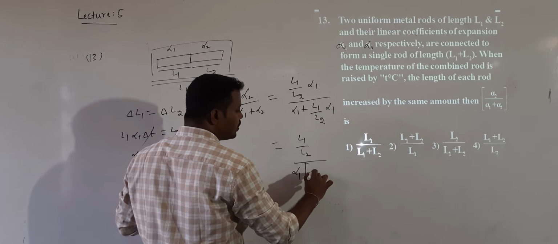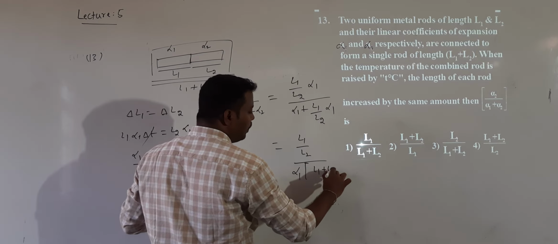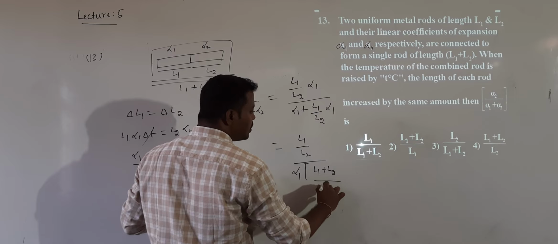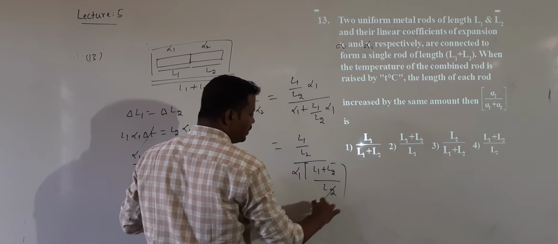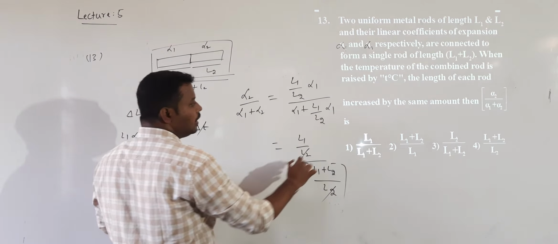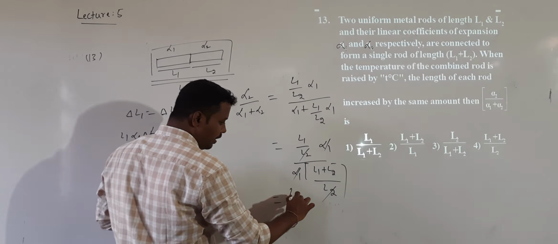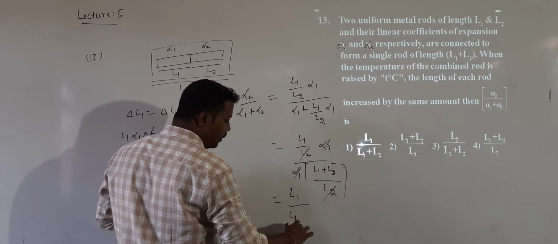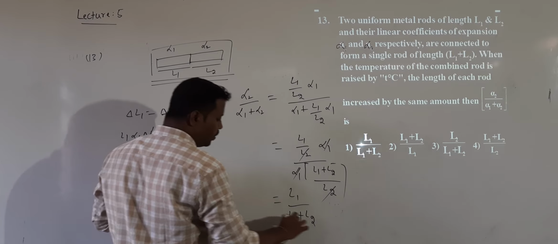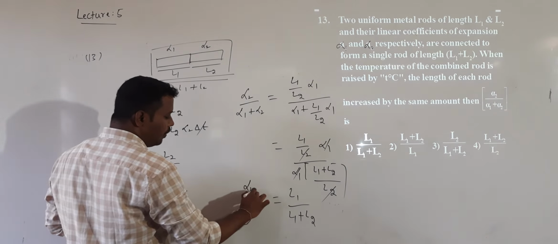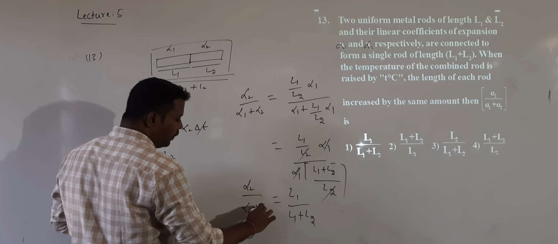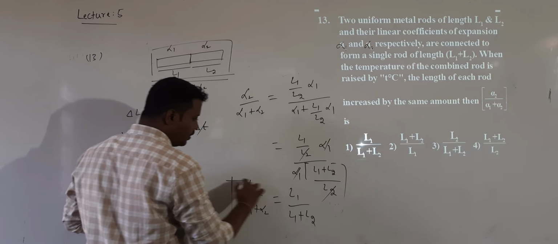Alpha 1 is common. So what do I get? L1 plus L2 divided by L2. So this 2 cancels, and here alpha 1 cancels. The final answer is L1 divided by L1 plus L2, which is the value of alpha 2 by alpha 1 plus alpha 2.